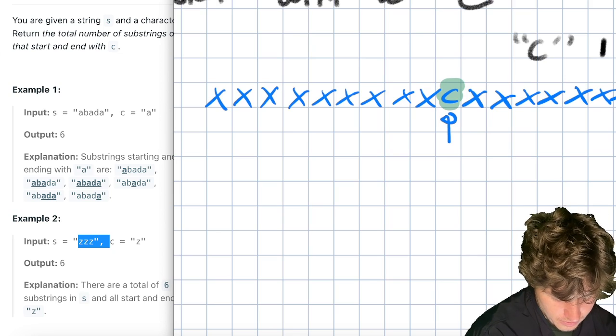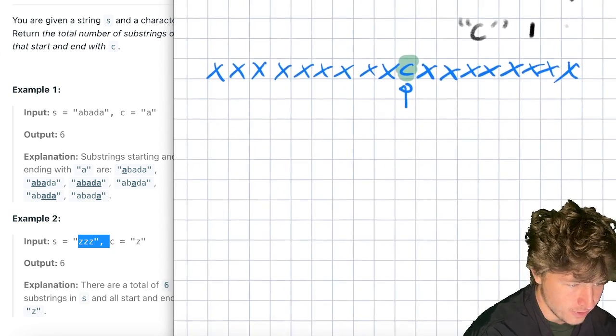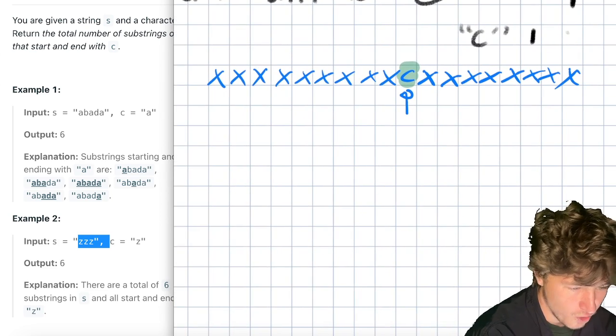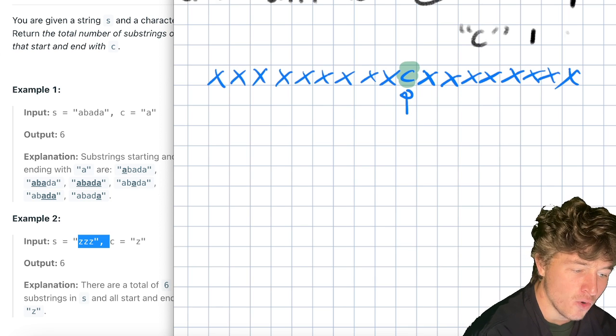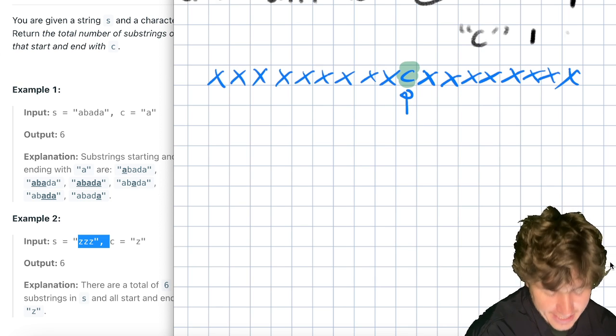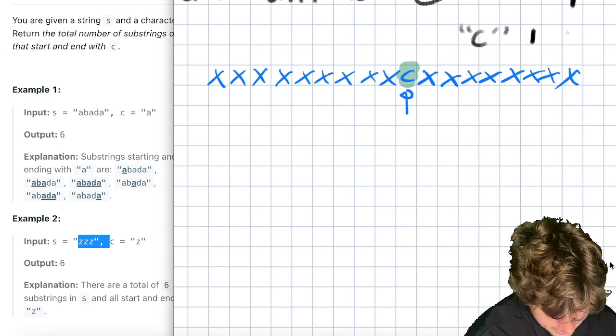Let me zoom out of here a little bit. I'm kind of zooming in too much. Okay, so that's 1 in our solution. And then how many more could I create with this C? Well, that's dependent on the number of C's that are here.